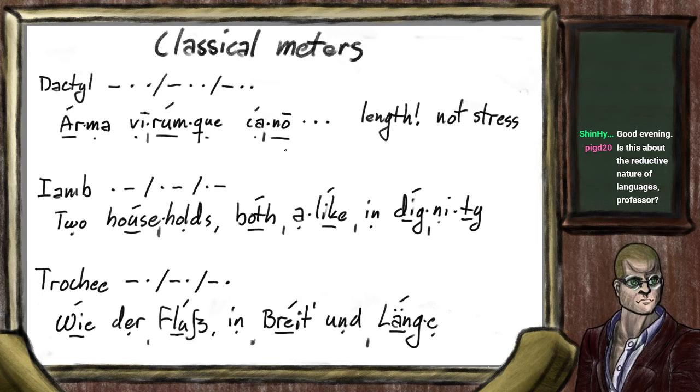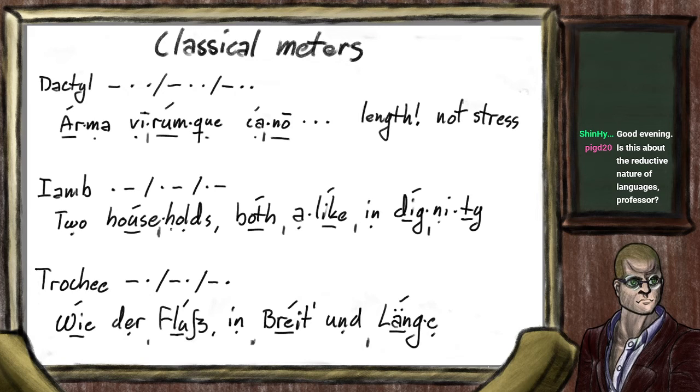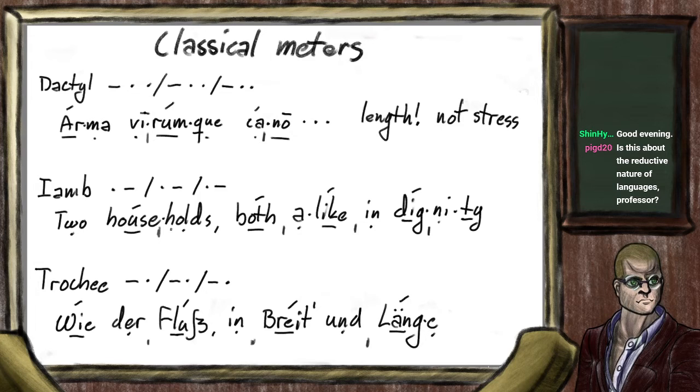The second example here is an iamb. You might run into iambic pentameter, for example, of which this one is an example. Here you have the unstressed and then stressed, so ta-tan, ta-tan, ta-tan. And this example is "two households, both alike in dignity", which most native English speakers will recognize, as this is from William Shakespeare's Romeo and Juliet.